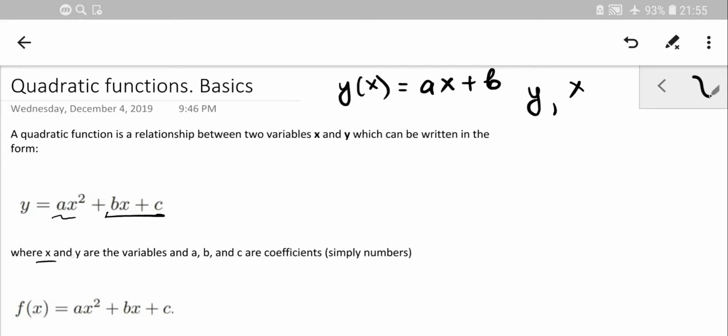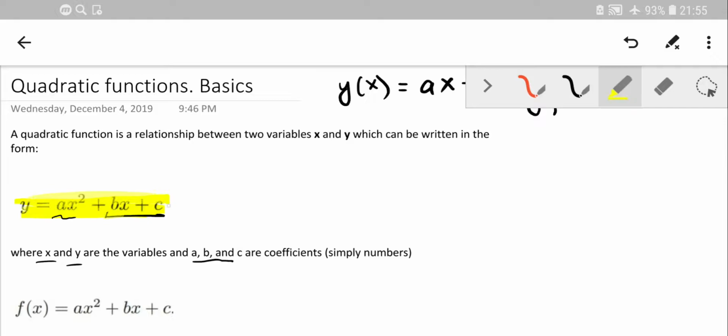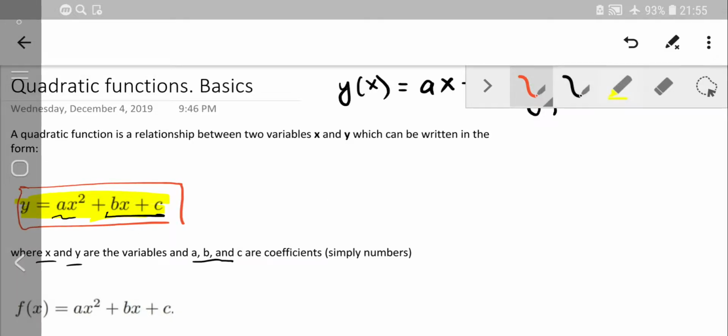So simply x and y are those variables, and a, b, and c are coefficients, or simply just numbers that probably define properties and features of your quadratic function. But this is what is known as the general form of the quadratic function. It's very much the same as the general form you used for quadratic equations.